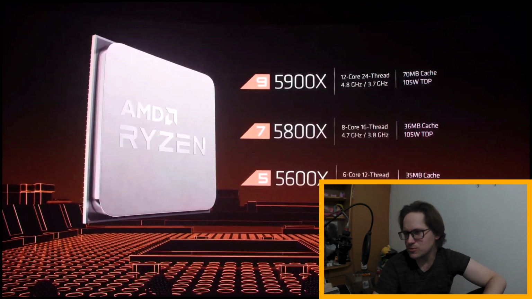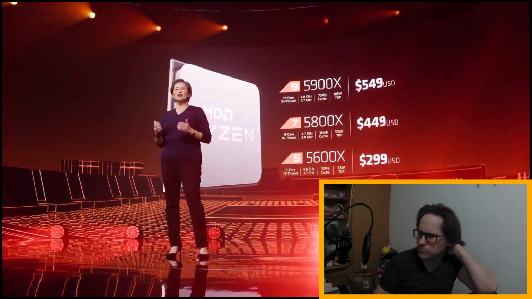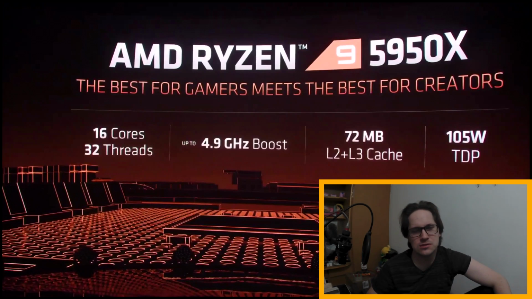Yeah, 6 cores, 12 threads for the 5600X, 8 cores, 16 threads for the 5800X, and 12 cores, 24 threads for the 5900X. Now the prices are a little higher, $549 for the 5900X. I think it was like $500 for the 3900X. Okay, need to double check that one. Now the 5950X is the successor to the 3950X. 100 megahertz extra boost clock. Probably single core again, boost clock. I don't know.